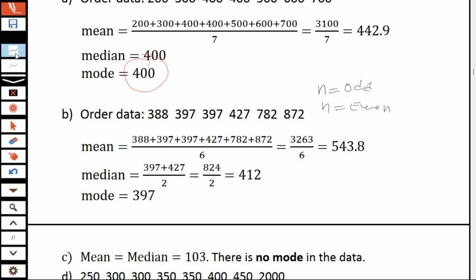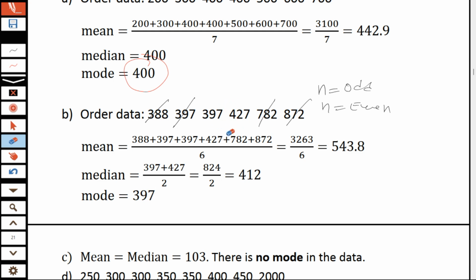Very, very simple, right? So here, what you are going to do is to just get your middle value. So you cancel this one and then cancel that one. You cancel this one and then cancel that one. Now if you cancel this and cancel that, you are not going to get a single middle number. So this is just telling us that the middle number is between two numbers, right? So here you are getting 397 and 427. They are our middle numbers.